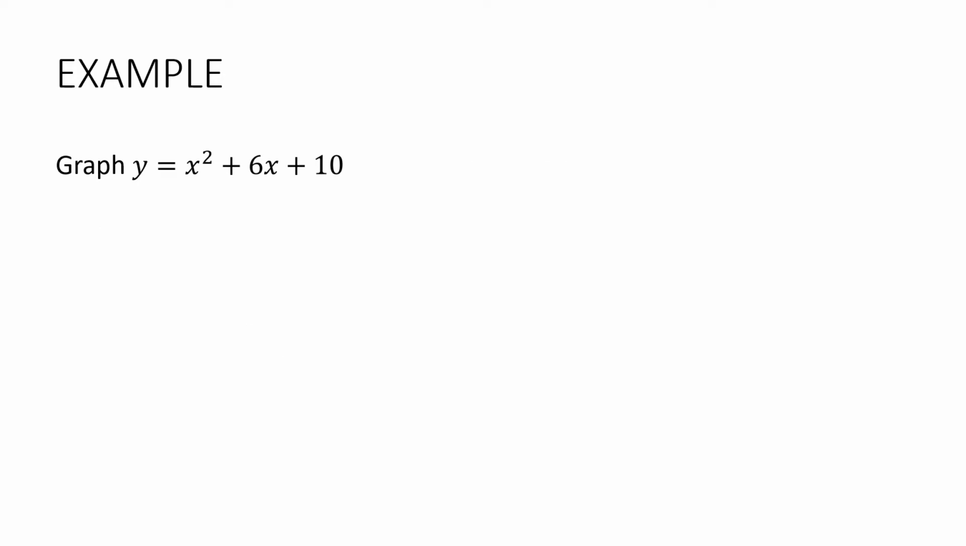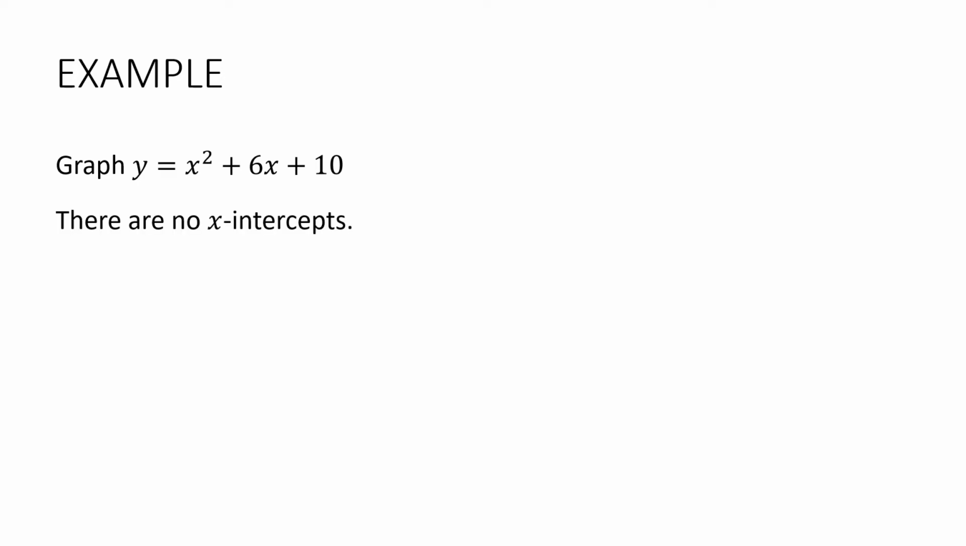Now vertex form is very useful for graphing parabolas where there are no x-intercepts, and that's the case here. We can easily find the y-intercept. X is 0, y is equal to 10. But if we substitute in y is equal to 0, we can't find any solutions to that equation. So there are no x-intercepts.